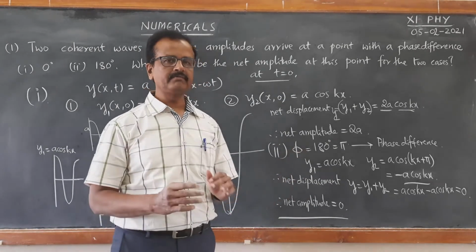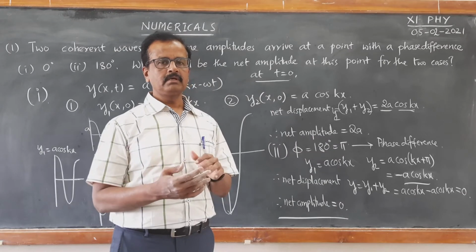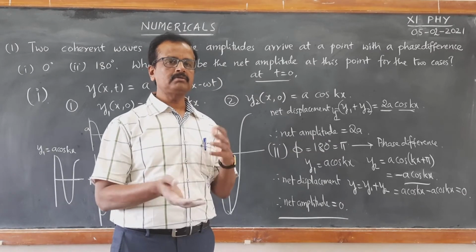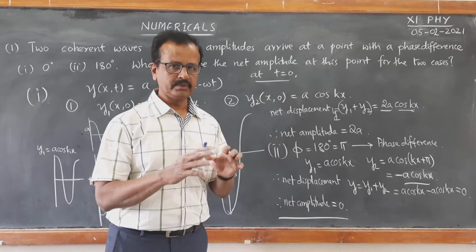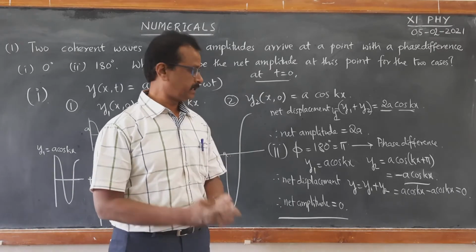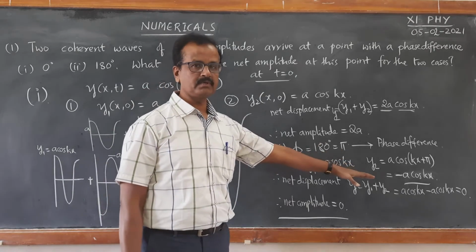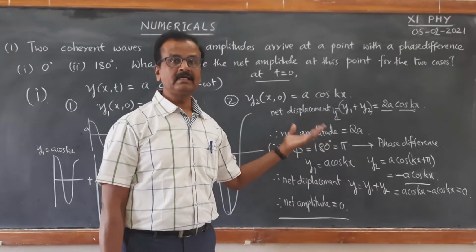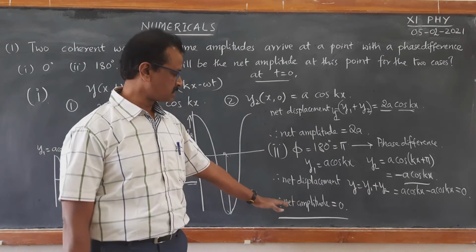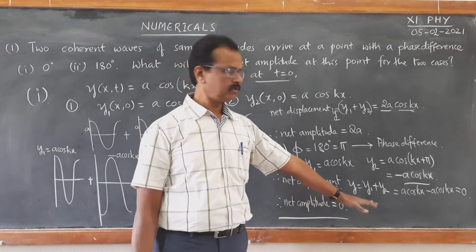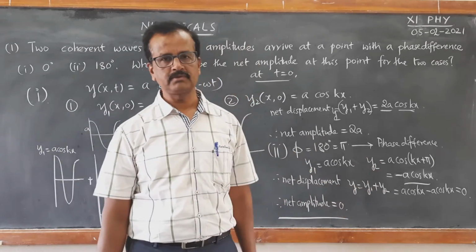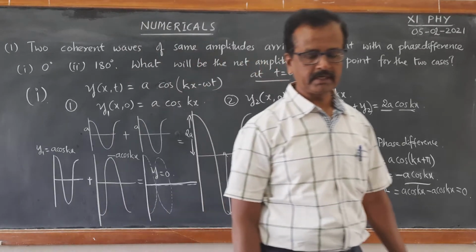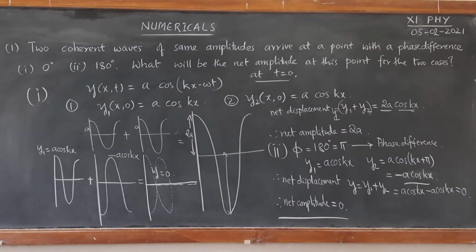If, on the other hand, the coherent waves interfere or superpose over each other with a phase difference of 180 degrees, then such a kind of interference is called destructive interference. As a result, the net amplitude becomes 0 and net displacement is also 0. Intensity is 0.